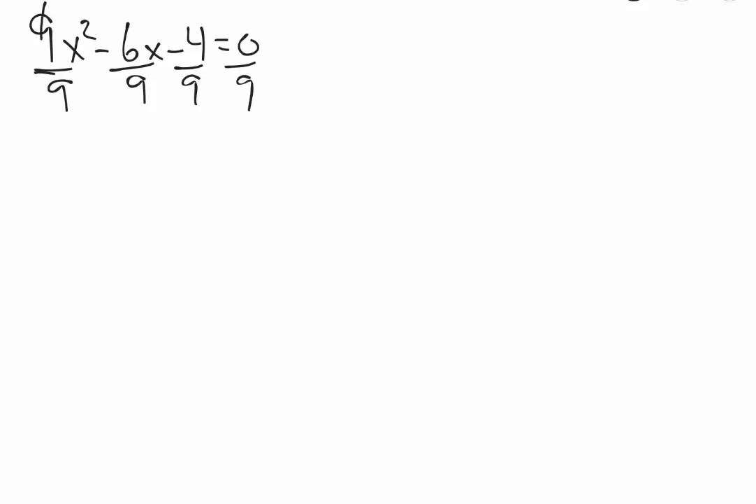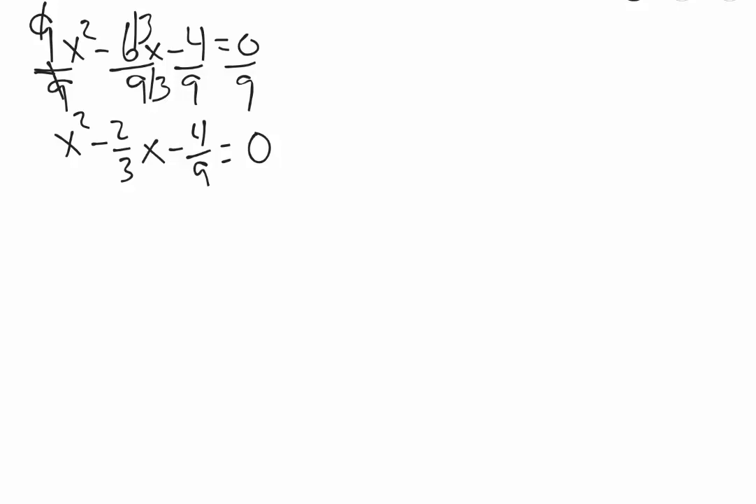So when we do that, 9 over 9 cancels, leaving us with x squared, minus 6 over 9 does not divide out all the way, and we do not want the decimals, but we are going to reduce this by dividing out a 3 there to get 2/3 x, minus 4 over 9 does not simplify, so we just drop that down, and 0 over 9 is equal to 0. Okay, so that's the first step.